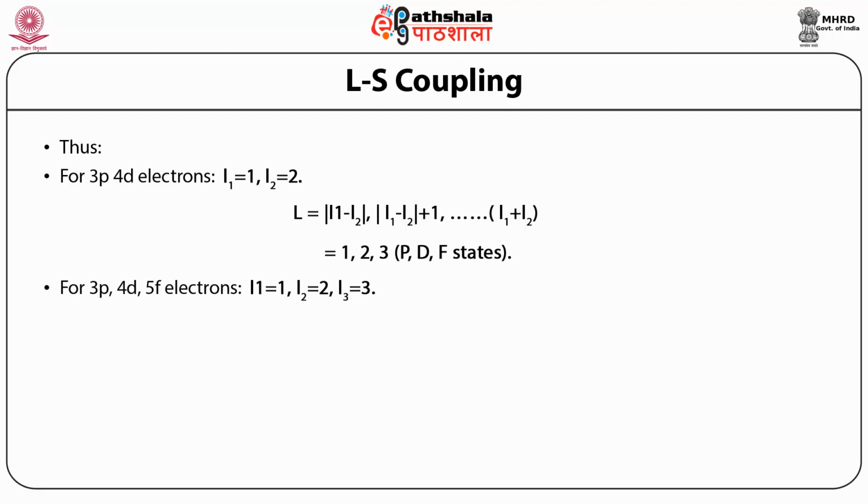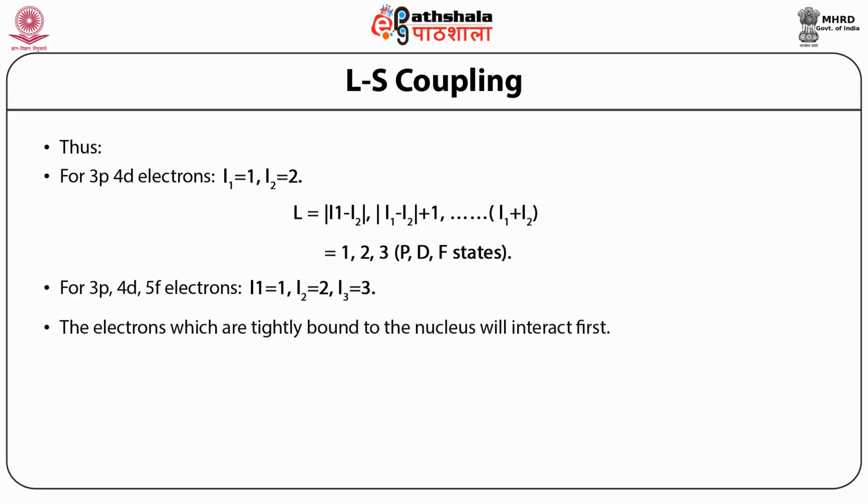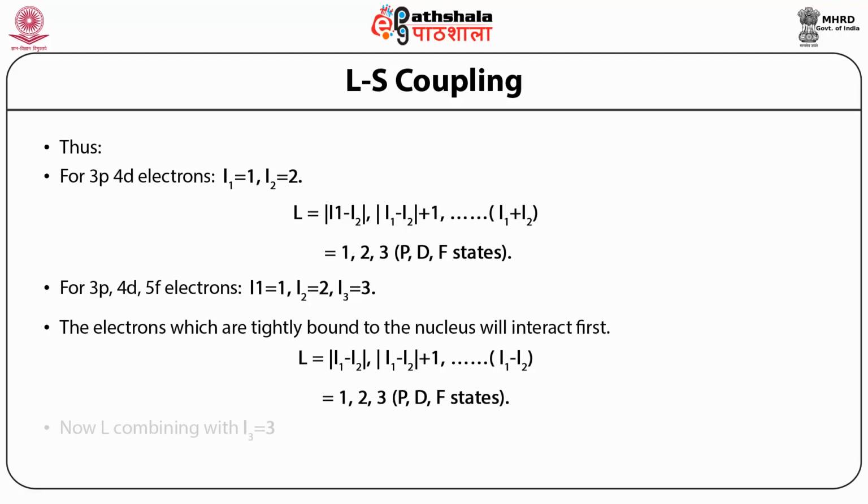For 3p, 4d, 5f electrons, L1 is equal to 1, L2 is equal to 2, L3 is equal to 3. The electrons which are tightly bound to the nucleus will interact first. L is equal to L1 minus L2, L1 minus L2 plus 1, up to L1 plus L2, again 1, 2, 3, and we get the P, D, F states. Now L combining with L3 is equal to 3, the capital L is equal to 0, 1, 2, 3, 4, 5, 6 and corresponds to S, P, D, F, G, H, I states.